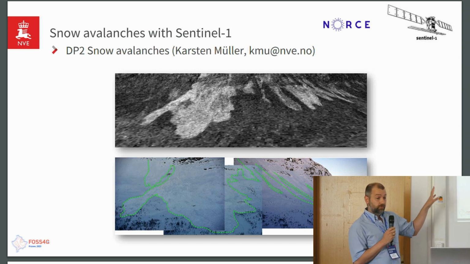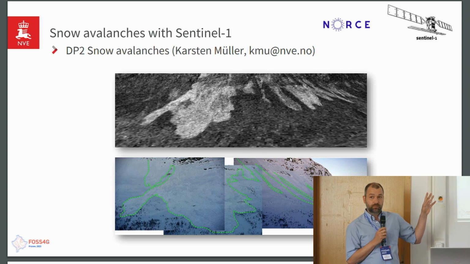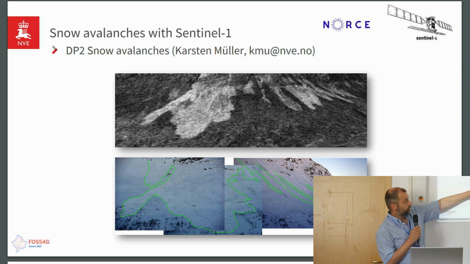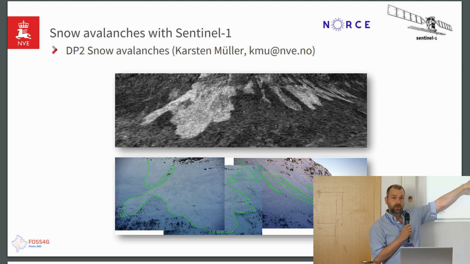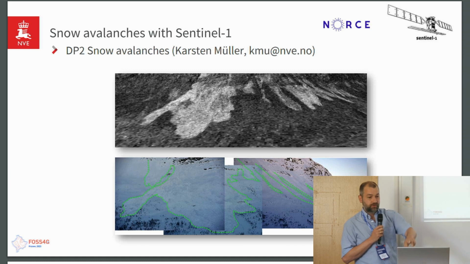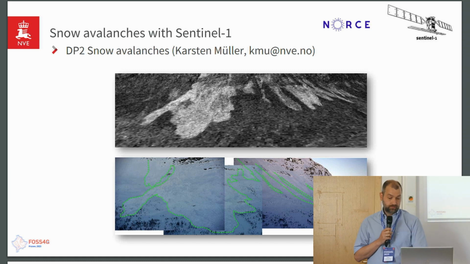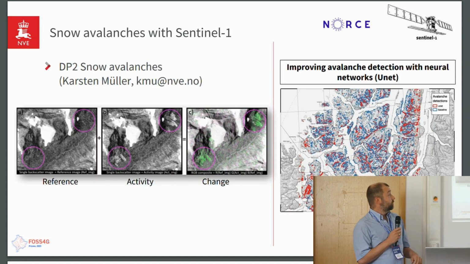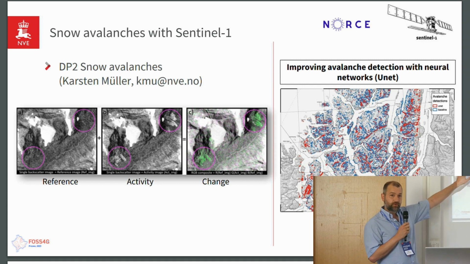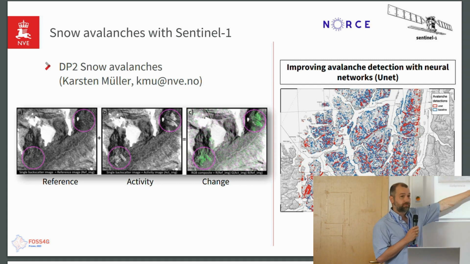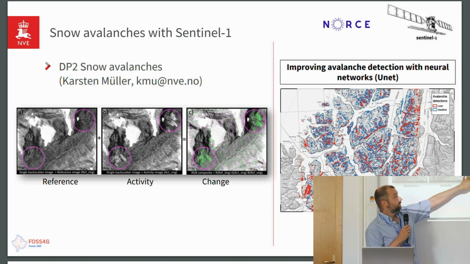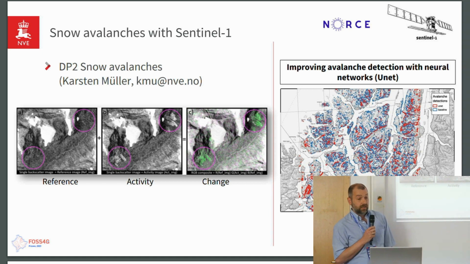Here's an example of one of the topics that we're working on, snow avalanches, where we use Sentinel-1 data. You see the Sentinel-1 image above, and in comparison a photograph of the same avalanche site, where you have delineated in green the areas where the avalanche occurred. We have the reference image from before the avalanche, and then an activity image from after it, and then you can look at the change and detect the avalanche in those images.